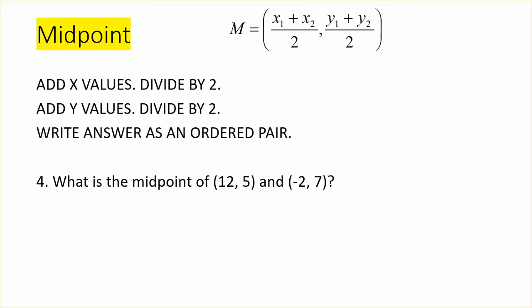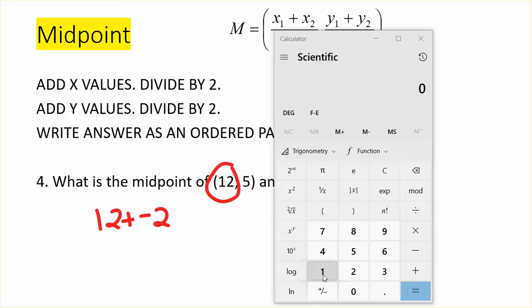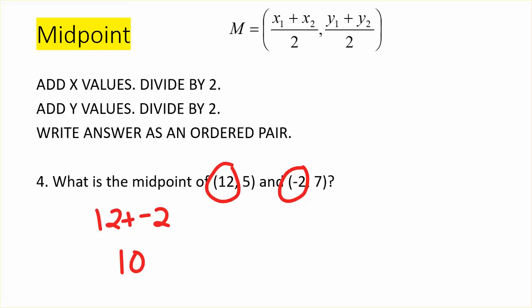Start by identifying the x values. So my x values are 12 and -2. So the first thing I'm going to do is add 12 plus -2. If you have a negative number, you might want to use your calculator. It might vary how you do this on your calculator. 12 plus 2, and then I'm going to put the plus minus key so I can make that 2 negative. So 12 plus -2 equals 10. Okay, so I added the x values. Now I divide that by 2. So 10 divided by 2 is 5. 5 is going to be the first coordinate of my midpoint.